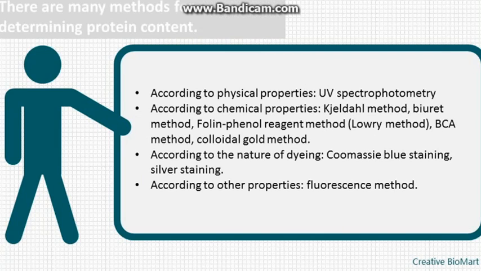There are many methods for determining protein content. According to physical properties, UV spectrophotometry. According to chemical properties, Kjeldahl method, BCA method, Folin phenol reagent method, Lowry method, BCA method, colloidal gold method. According to the nature of dyeing, Coomassie blue staining, silver staining. According to other properties, fluorescence method.